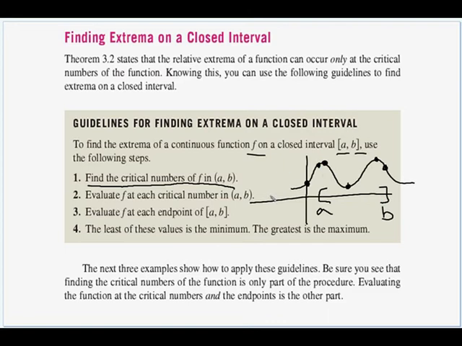So we want to evaluate the critical numbers and the endpoints in the original function to find our heights on the y-axis. The highest on the y-axis is the max, the lowest will be the min. The next three examples will show how to apply these guidelines. Be sure you see that finding the critical numbers of the function is only part of the procedure. Evaluating the function at the critical numbers and the endpoints is the other part. Don't forget to evaluate at the endpoints.